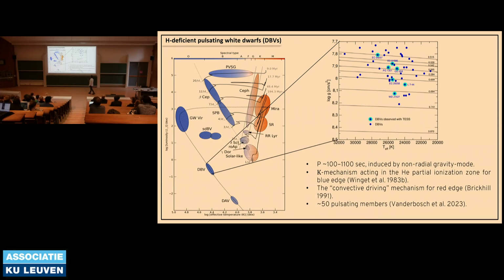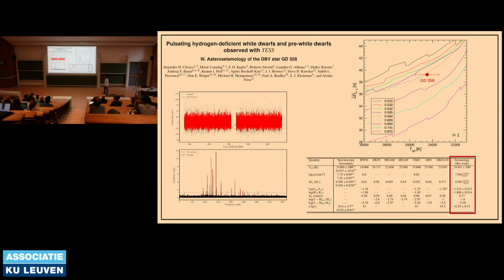Concerning this region, we have around 50 pulsating members. One of the famous ones that we studied is GD358. This is a single TESS data set. This star has also been studied a lot in the literature based on ground-based data sets, and the Whole Earth Telescope, with different regions of the Earth trying to observe this star. But TESS shows an amazing amplitude spectrum, as you can see here.